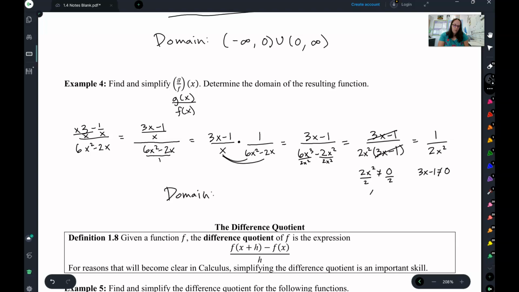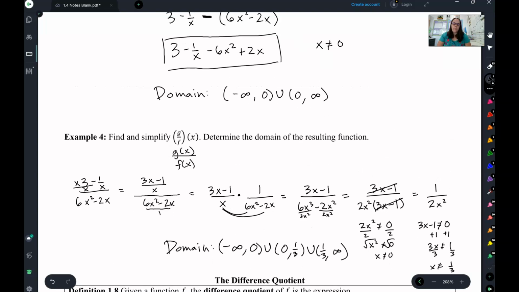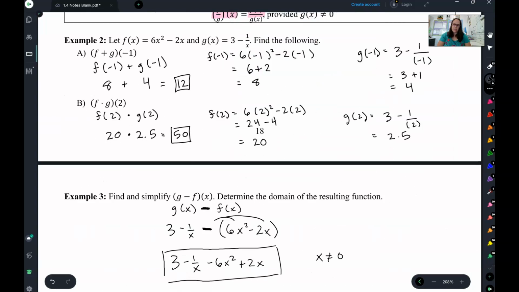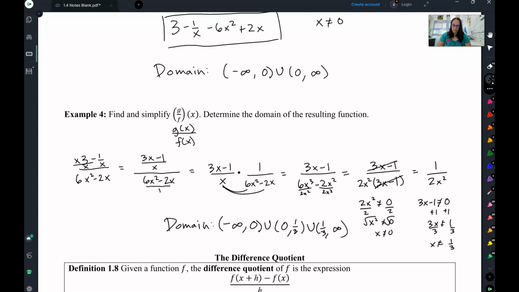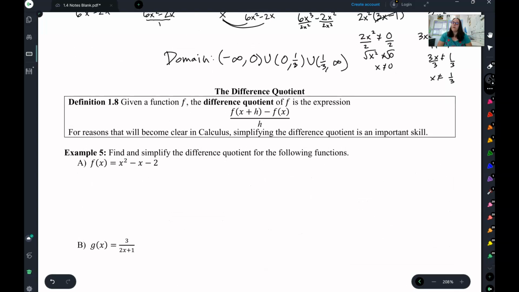So if I solve both of these, I get x cannot equal 0, and x cannot equal 1/3. So my domain is negative infinity to infinity, everything except 0 and 1/3. There we go. So that is a little bit more function arithmetic, adding, subtracting, multiplying, and dividing, including some domain on it. In the next video, we're going to talk about this thing called the difference quotient, which is a huge thing in calculus.